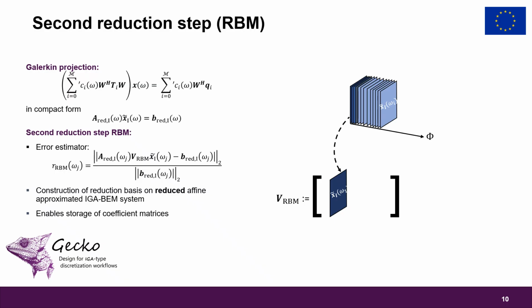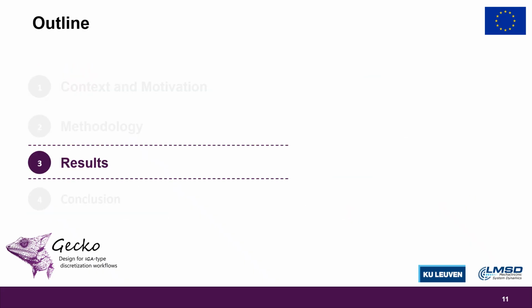So picking out the frequency points where we have the highest residual. And this is done until our second threshold is fulfilled. So we enrich it until our second threshold is fulfilled.